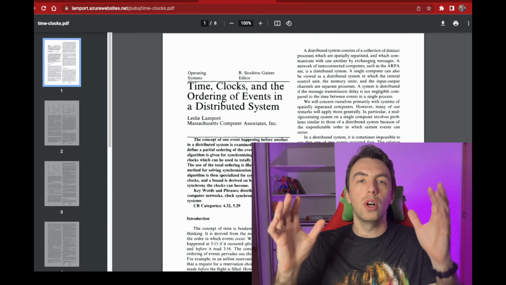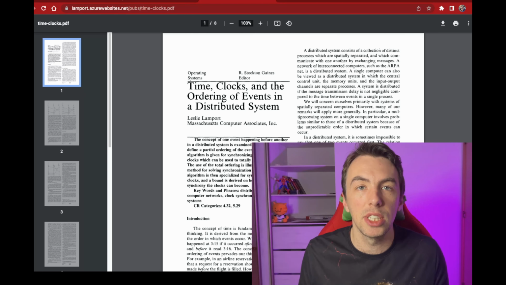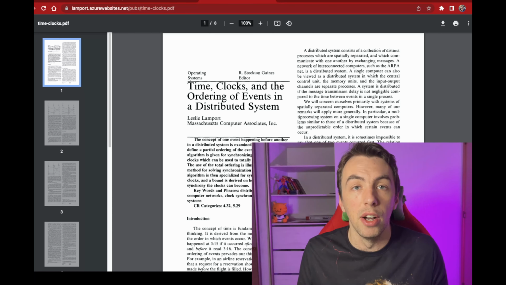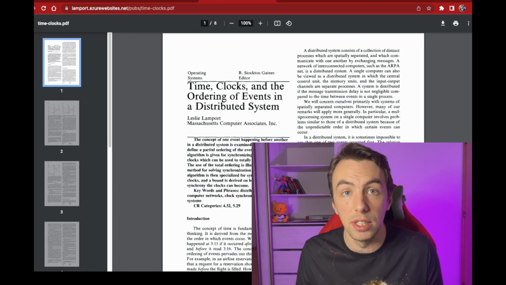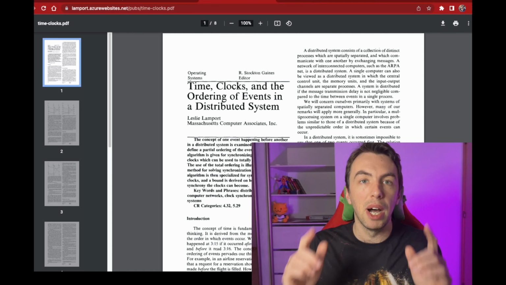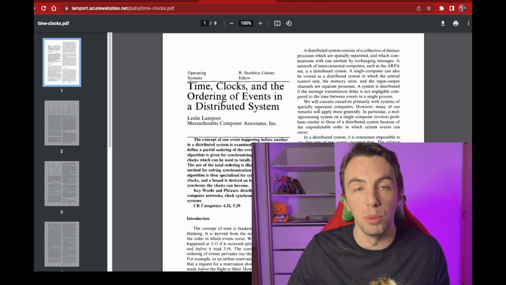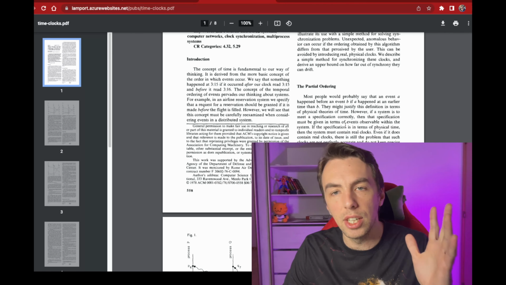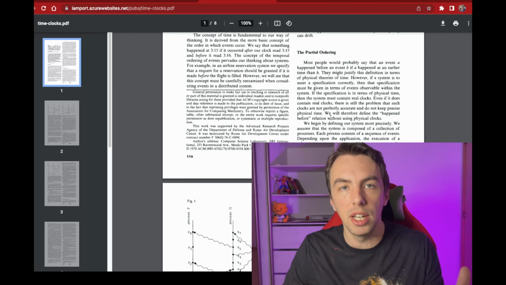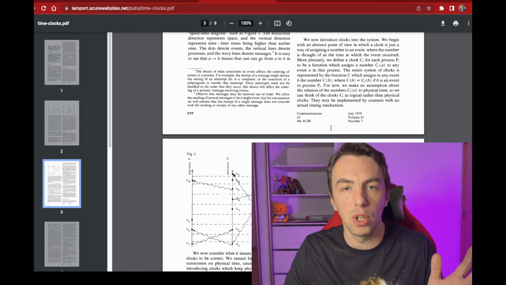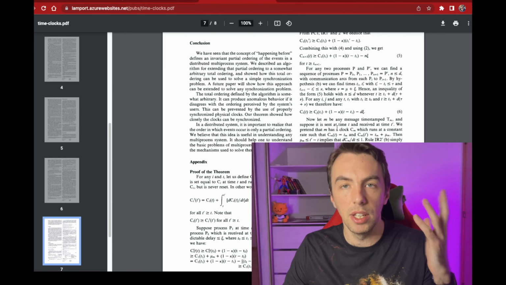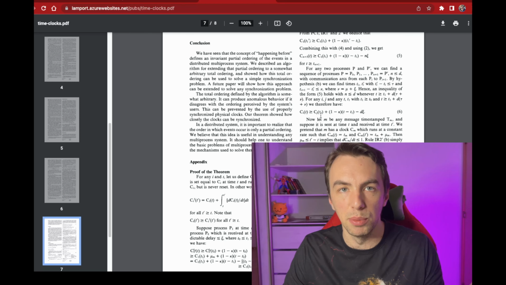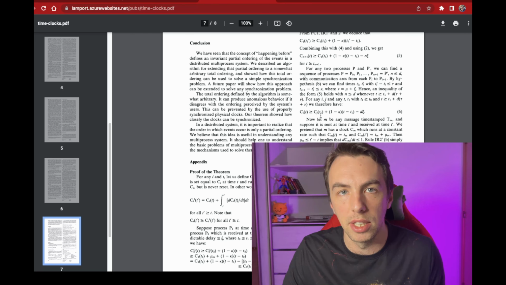And of course, if we speak about the papers, I need to remind you the fundamental paper about time, clocks and ordering of events in distributed systems, written by Leslie Lamport himself. So this article goes through ordering things, about physical and logical clocks, introduces the concept of happening before, and includes some proofs of the theorems. I'm sure you will like it a lot.